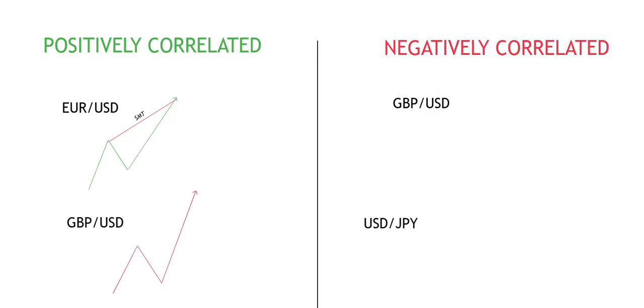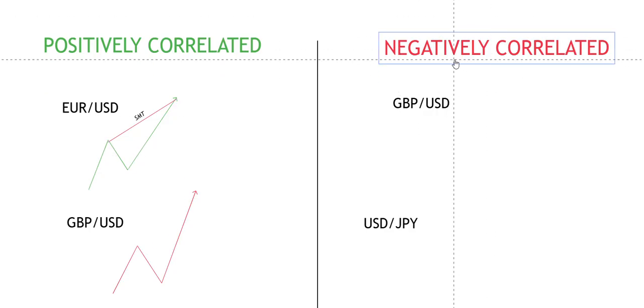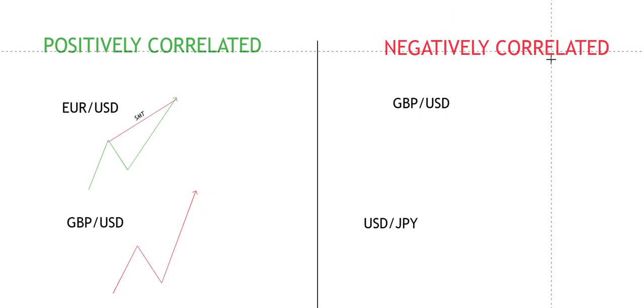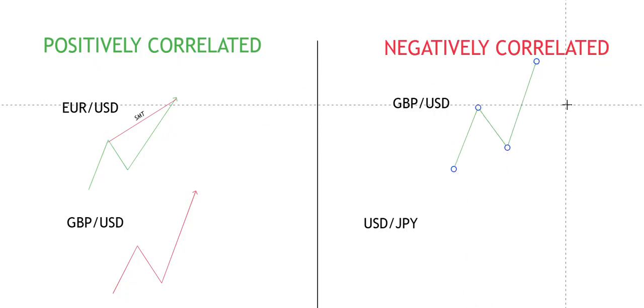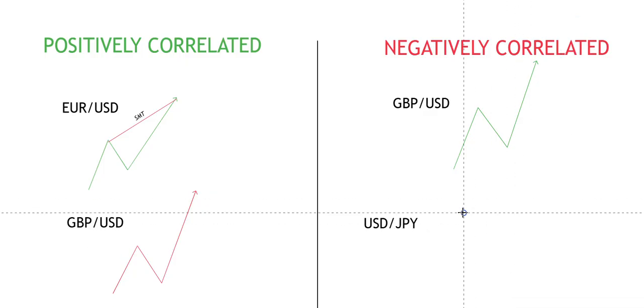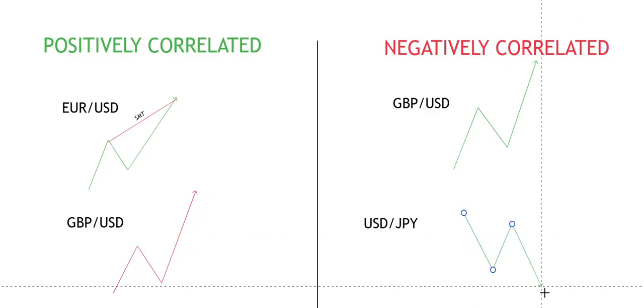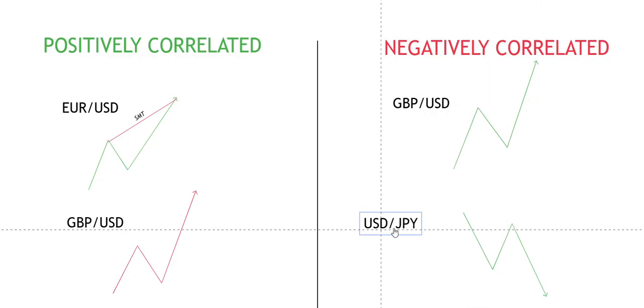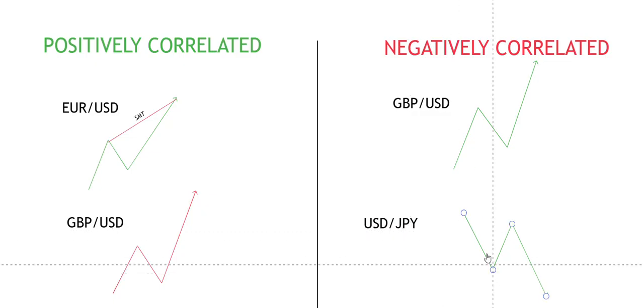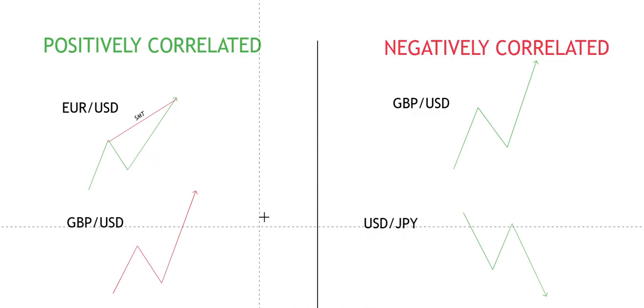Now we are going to see the negatively correlated pair. In the last video, I taught about the negatively correlated pair, which means when EUR/USD is in an uptrend, okay, and USD/JPY is in a downtrend. So if EUR/USD creates a higher high, then USD/JPY creates a lower low, which is known as a negatively correlated pair.